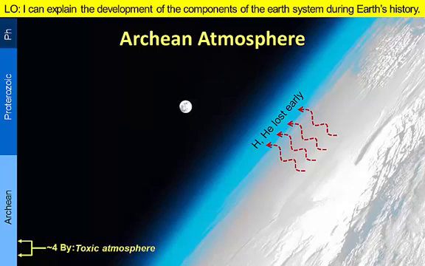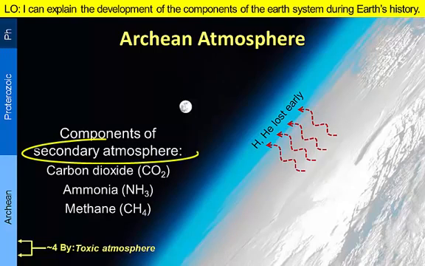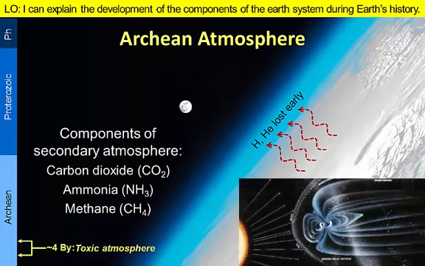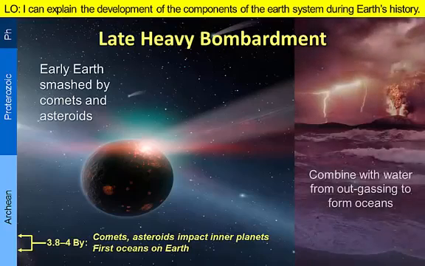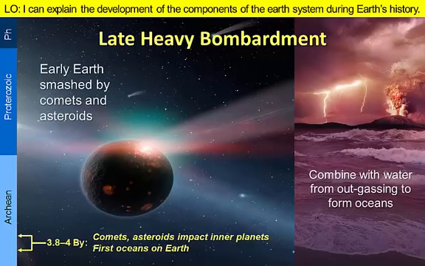Then outgassing from volcanic eruptions contributed to a secondary atmosphere, which would have differed substantially from the air we breathe today. There was no oxygen and high concentrations of carbon dioxide, ammonia, and methane. Differentiation of Earth's core resulted in the development of a magnetic field to protect this new atmosphere from solar winds. About 4 billion years ago, the inner planets, including Earth, were subjected to a bombardment of comets and asteroids. These impacts transferred water to Earth that contributed to the early oceans. The rest of the water came from outgassing volcanic eruptions as the hot Earth cooled.